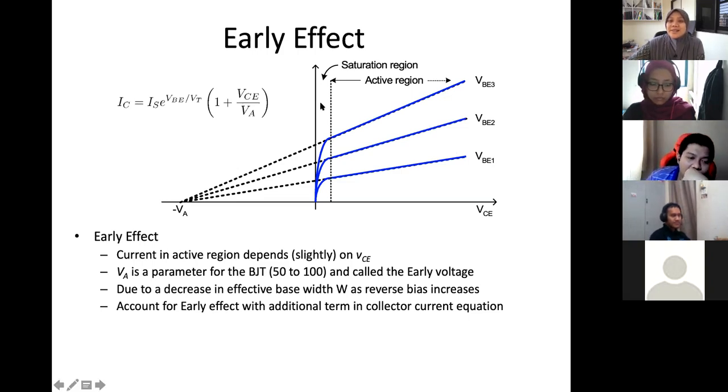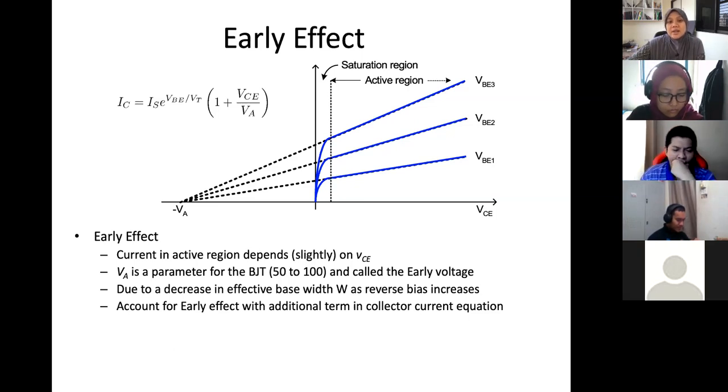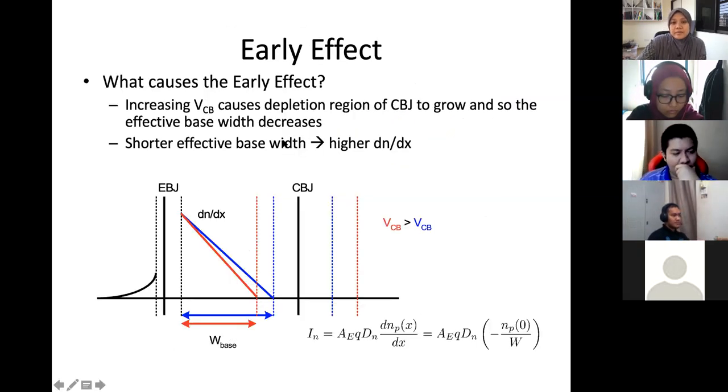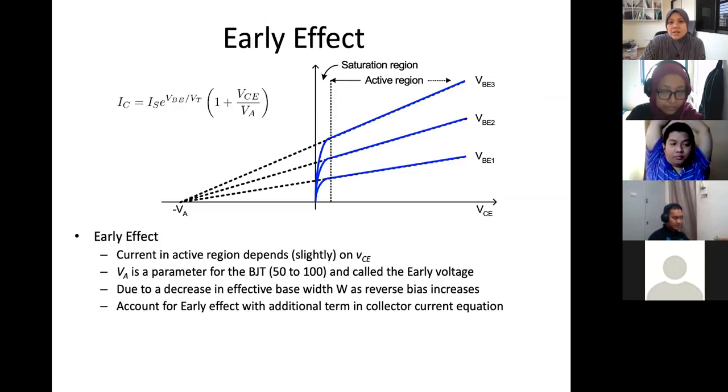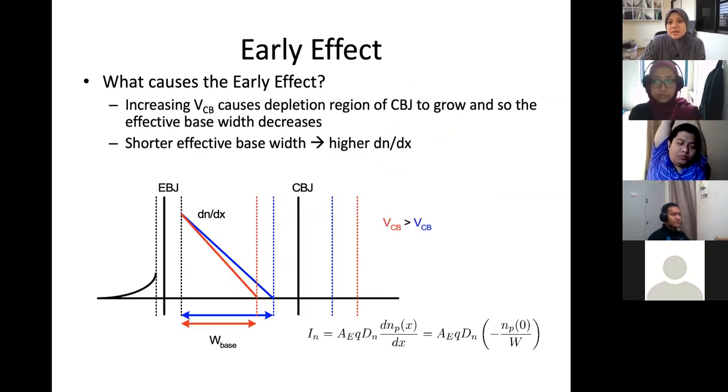So early voltage, your first year is mostly about calculation, with very little theory. This is in your fourth year, where you understand how you get the early voltage. Basically, early voltage comes from this early effect.